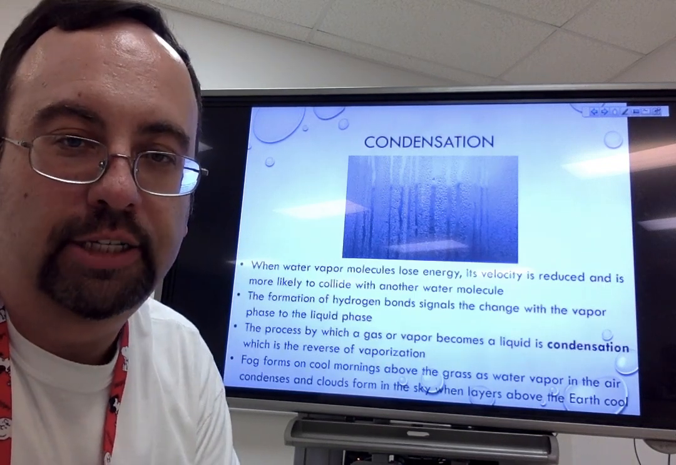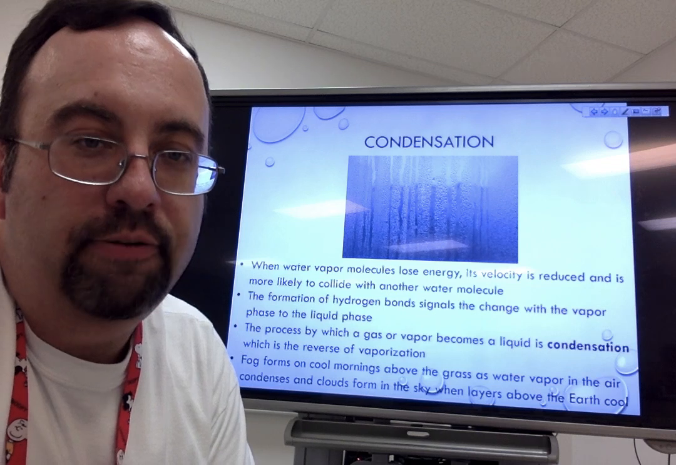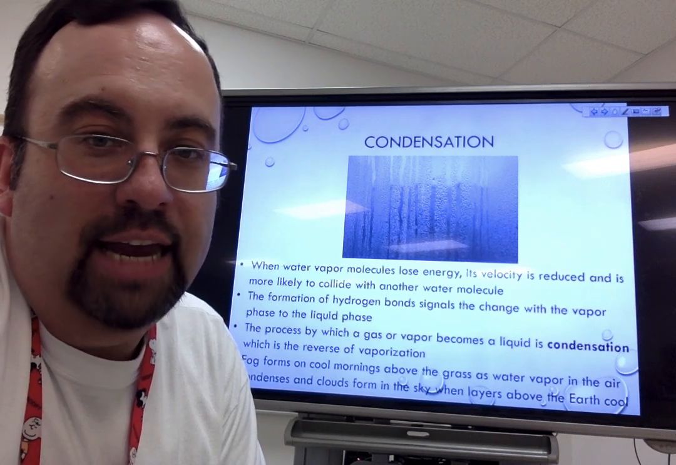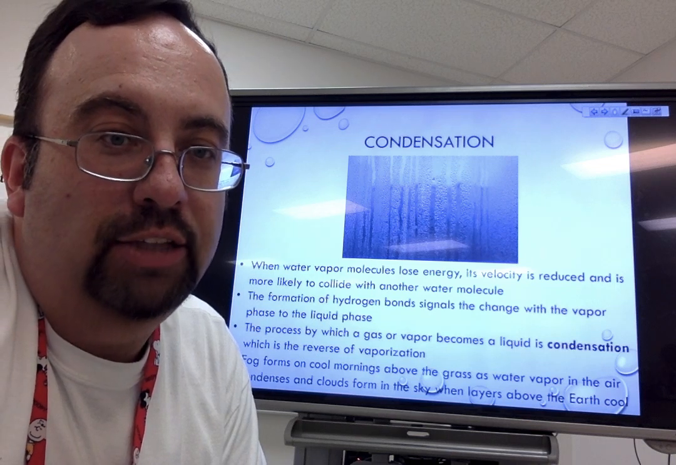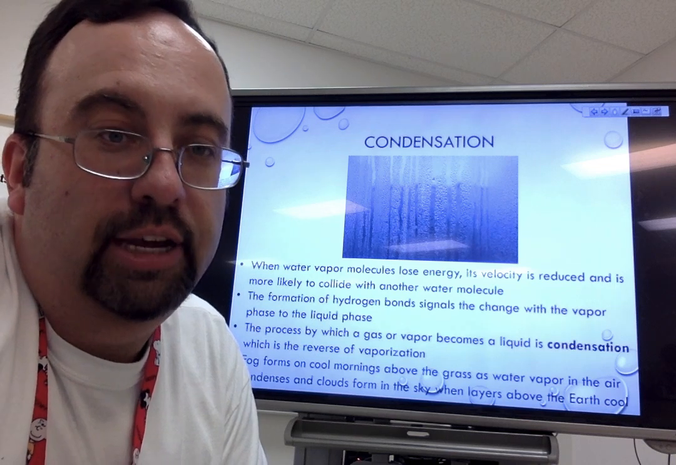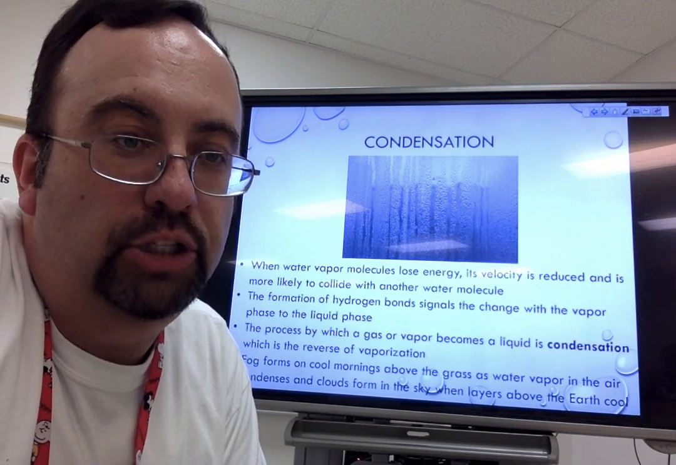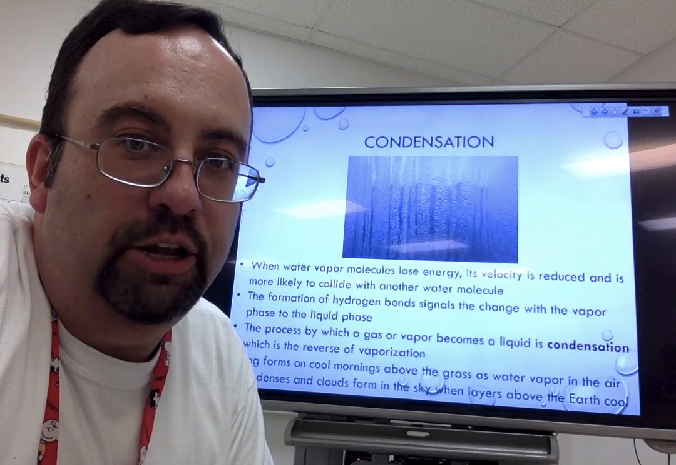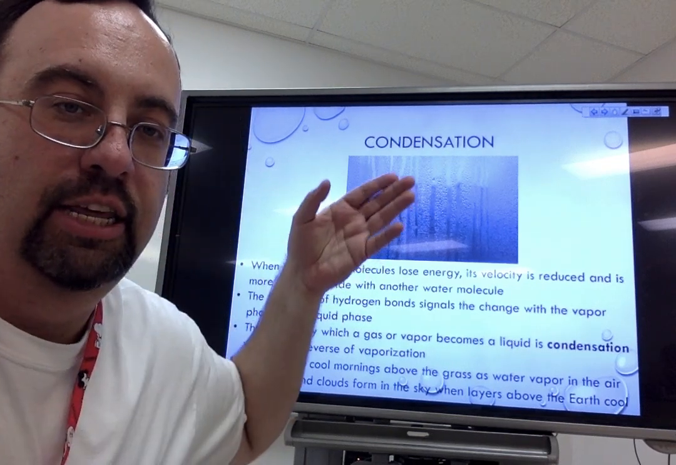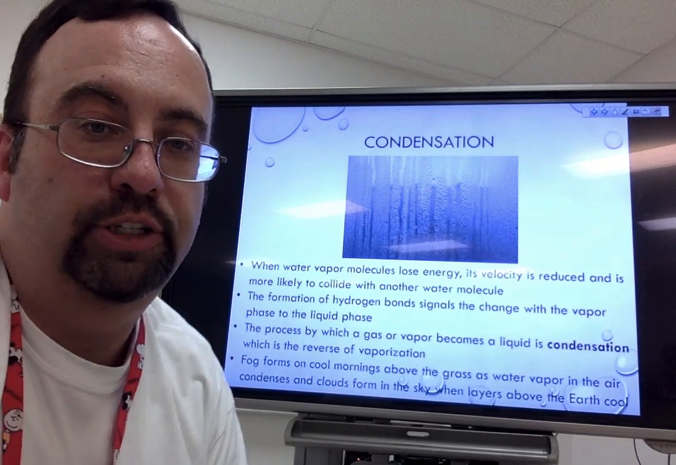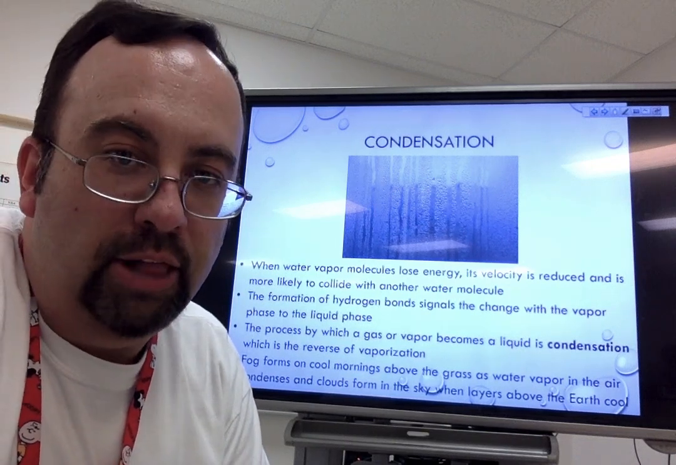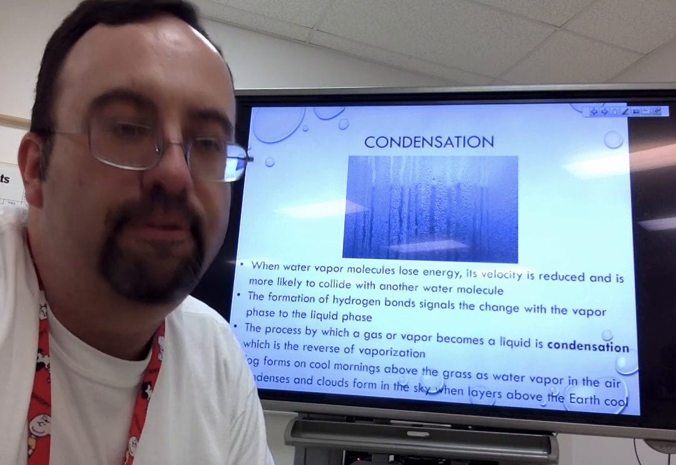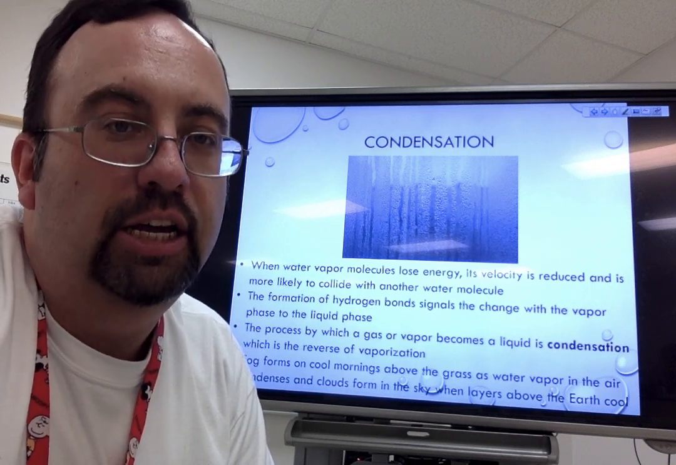We'll start first with condensation. When water vapor molecules lose energy, their velocity decreases and they are more likely to collide with the container of the water molecules. A good example of this is when you're taking a shower, and when you're done, you step out and you look at the mirror and you start to see these water droplets form on the surface. What's happening is the glass is cooler than the shower water, so it's going to cause the phase change referred to as condensation.